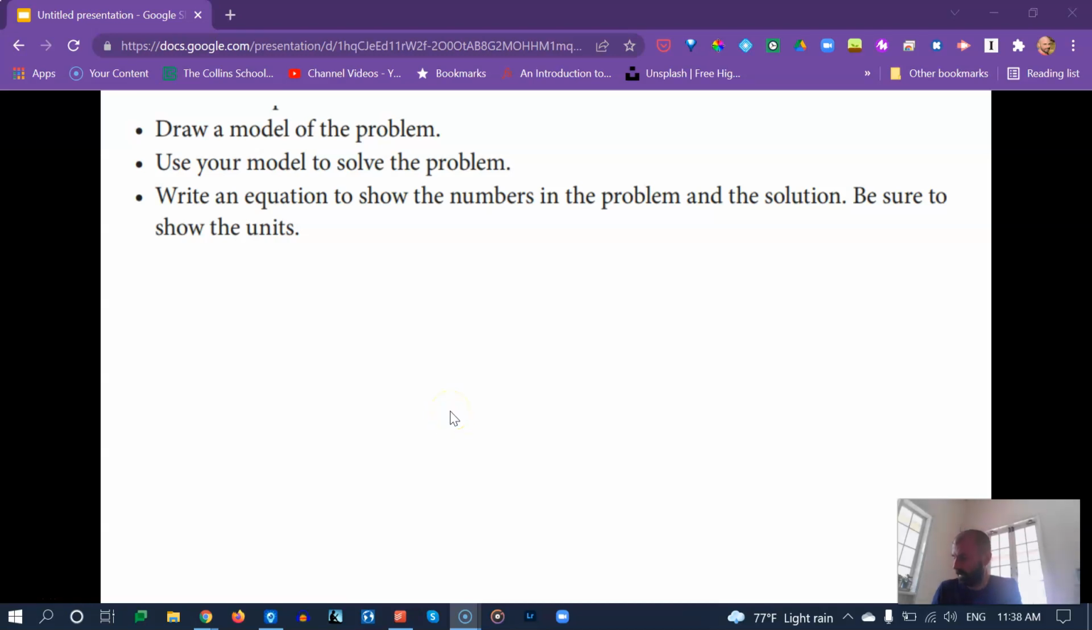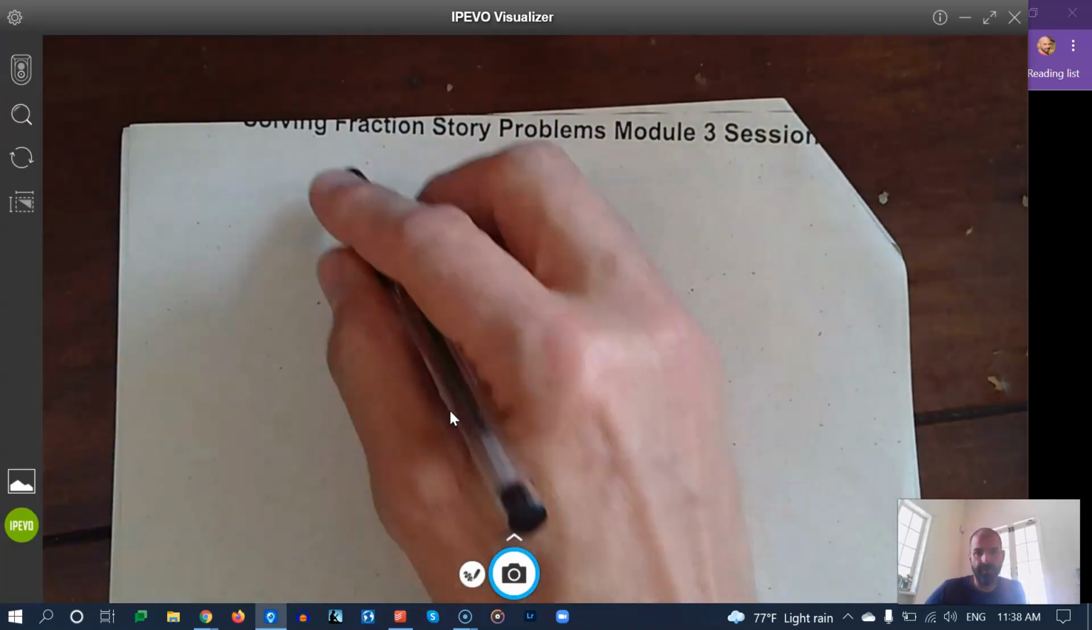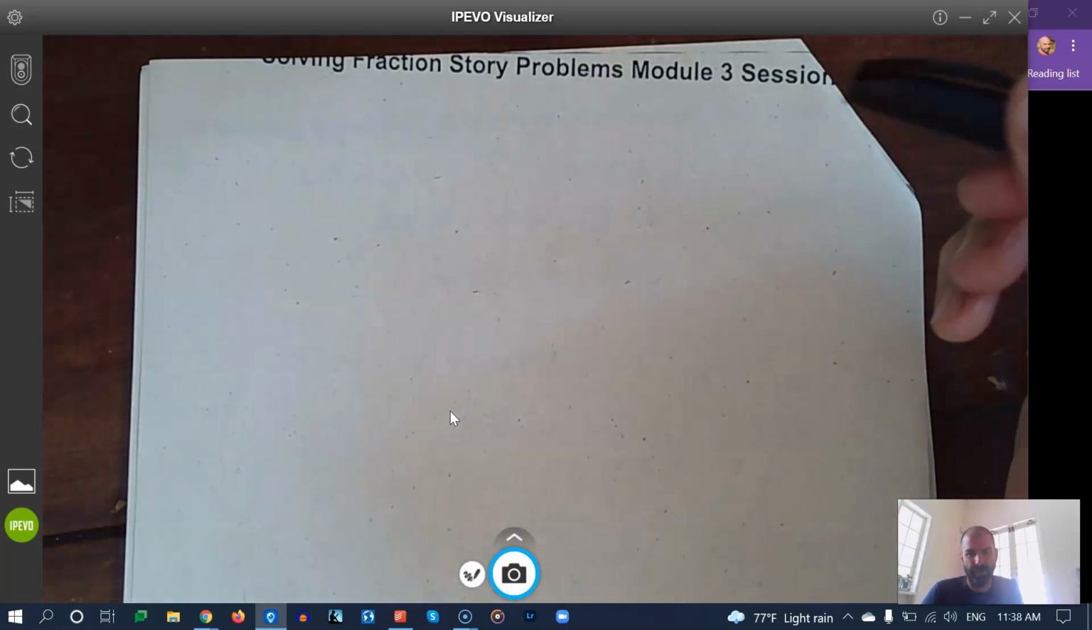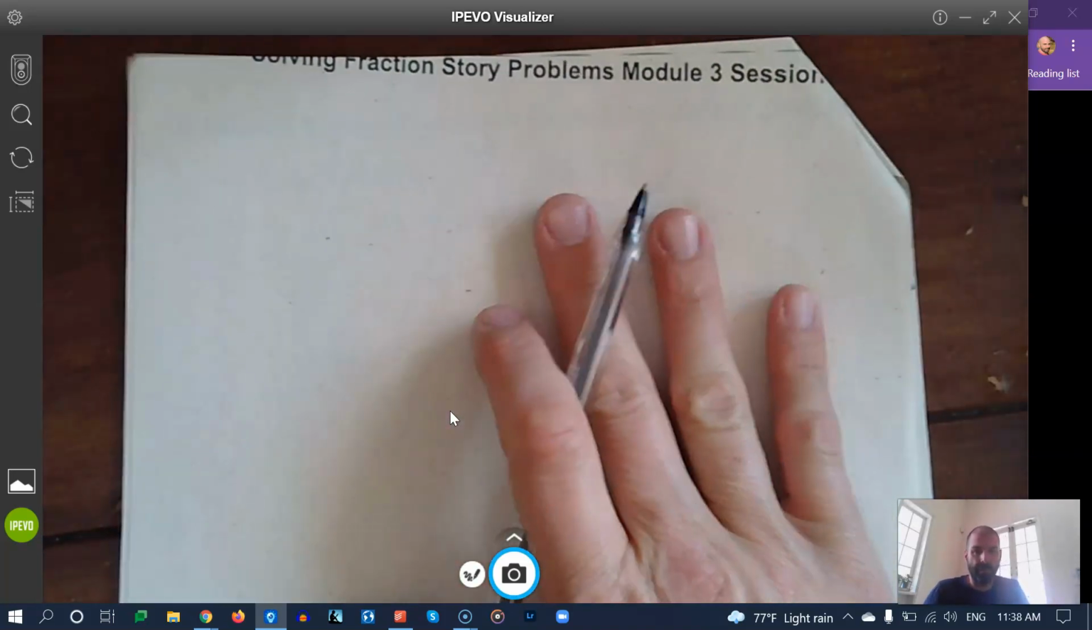All right, so we are on day 6, solving fraction story problems. You should be on this page right here. I know it's kind of cut off. And again, the ones that are dark, I don't know what happened. So we're going to do the work here.